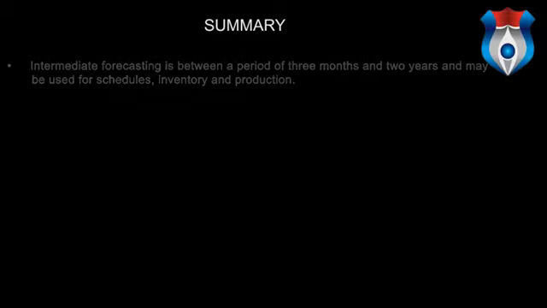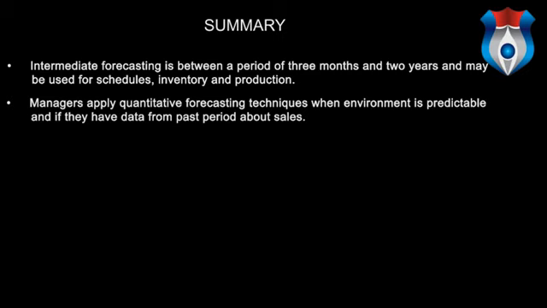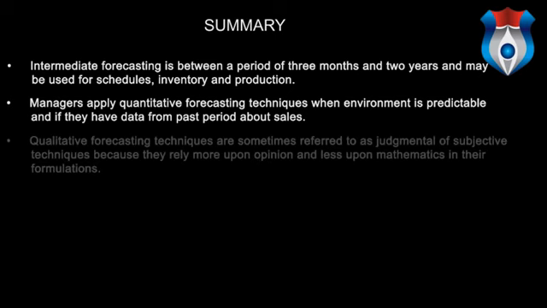Now in the end, let us summarize what we have learned in this lecture. Intermediate forecasting is between a period of 3 months and 2 years and may be used for schedules, inventory and production. Managers apply quantitative forecasting techniques when the environment is predictable and if they have data from past periods about sales.